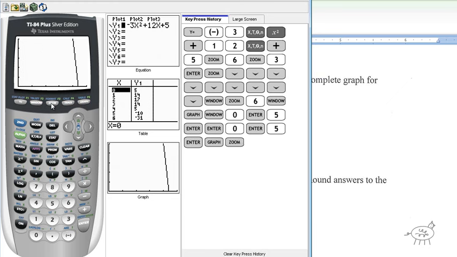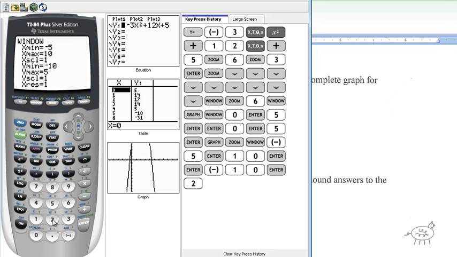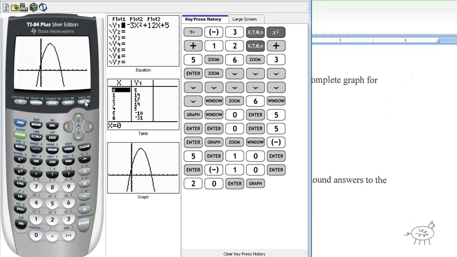Let us go then to C, and let's go to window, and we're going to do negative 5 to 10 for x, negative 10 to 20 for y, and we graph. Look at that, beautiful graph. That helps us, especially in calculus, where we'll be looking for maximum and minimum values. This is a great window to find that maximum value, and also to find the zeros, where it crosses the x-axis. So C is definitely the answer for this one.